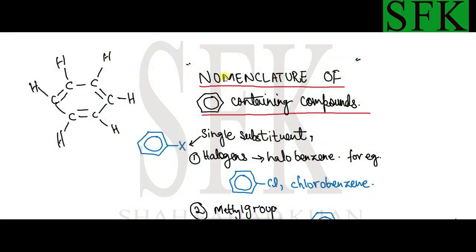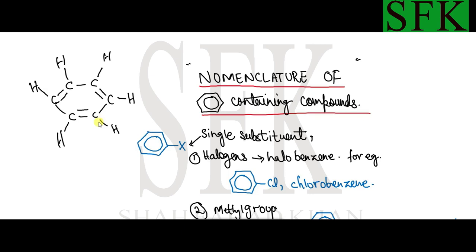In this video, we are going to talk about the nomenclature of benzene containing compounds. Over here, I've drawn a structure of benzene, showing all the carbon atoms and the hydrogen atoms in benzene, including the double and single bonds. This is basically the calculated structure of benzene. Now, one of the resonance hybrids that I've drawn.